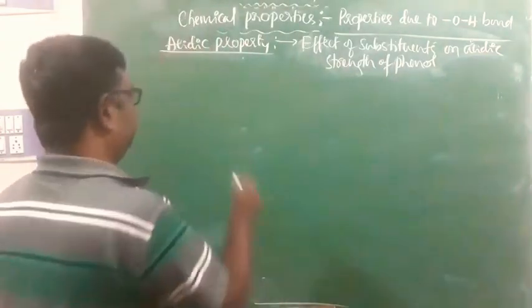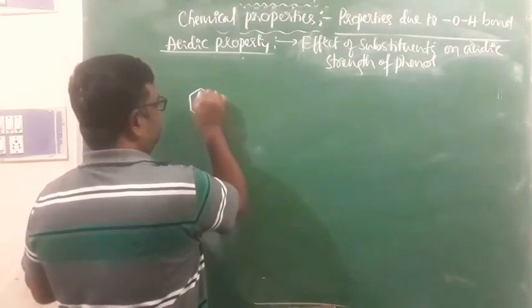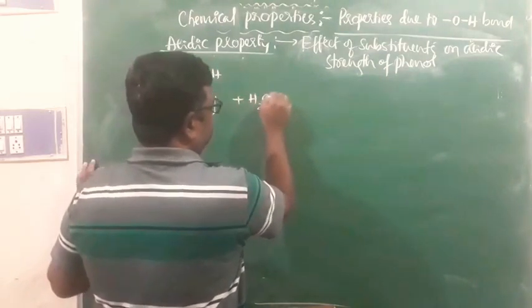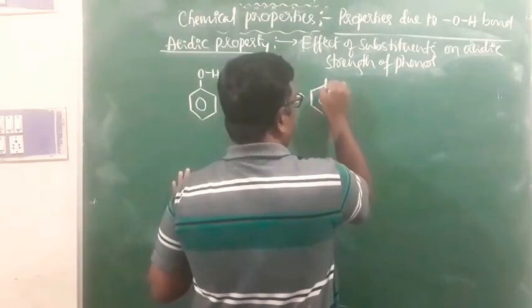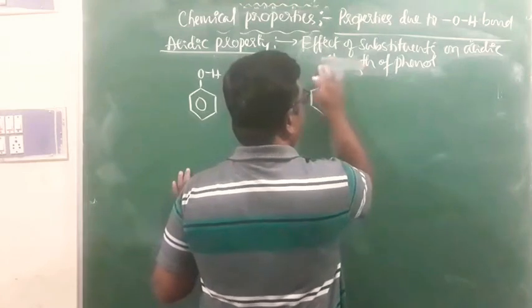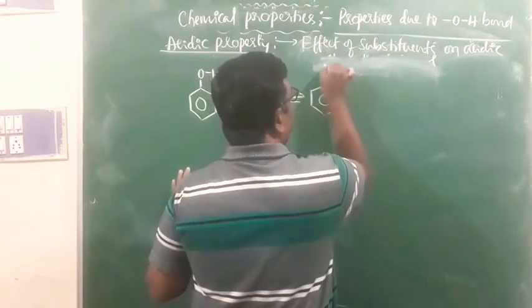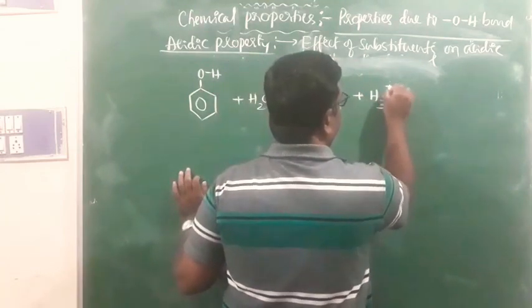This is what we call phenol plus H2O. I have already written that; we'll see it once again. So this is phenoxide plus H3O plus.